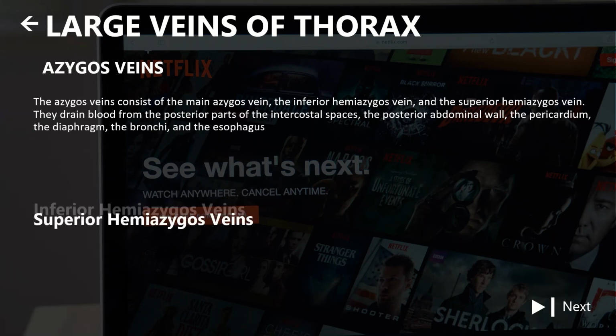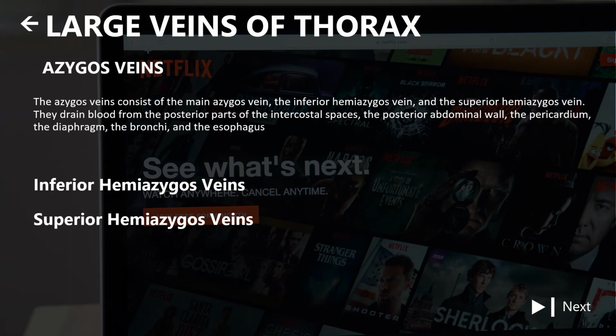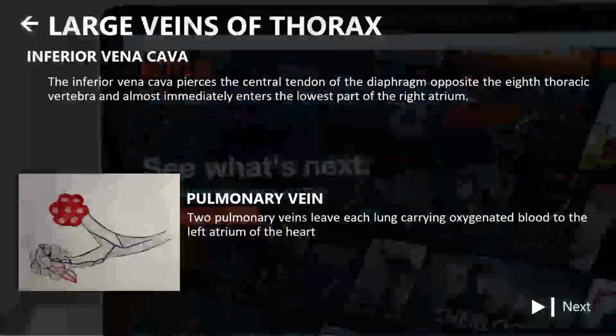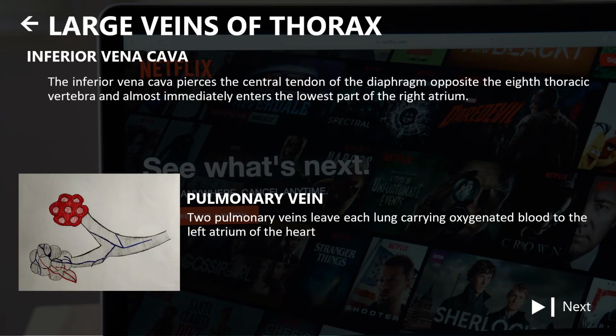These are called the azygos veins. These veins have two branches, the inferior and superior hemiazygos veins. Their main function is to drain blood from the posterior parts of the intercostal spaces, the posterior abdominal wall, the pericardium, the diaphragm, the bronchi, and the esophagus. I think this is the last of the large veins of the thorax.